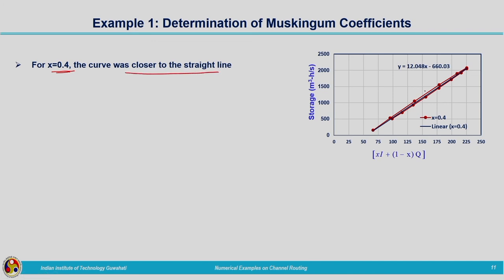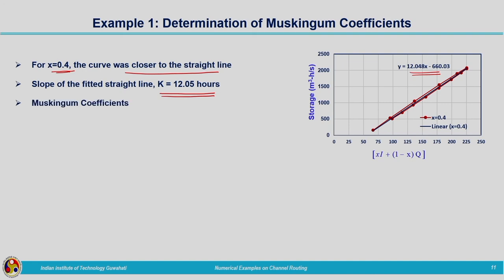The fitted straight line has the equation y equal to 12.048x minus 660.3, that is y equal to mx plus c, and m represents the slope. Here it is 12.048. The slope of this line gives us the value corresponding to the coefficient k. The slope of the fitted line is 12.048, and we can approximate it as 12.05. So, the value of k is 12.05 hours.